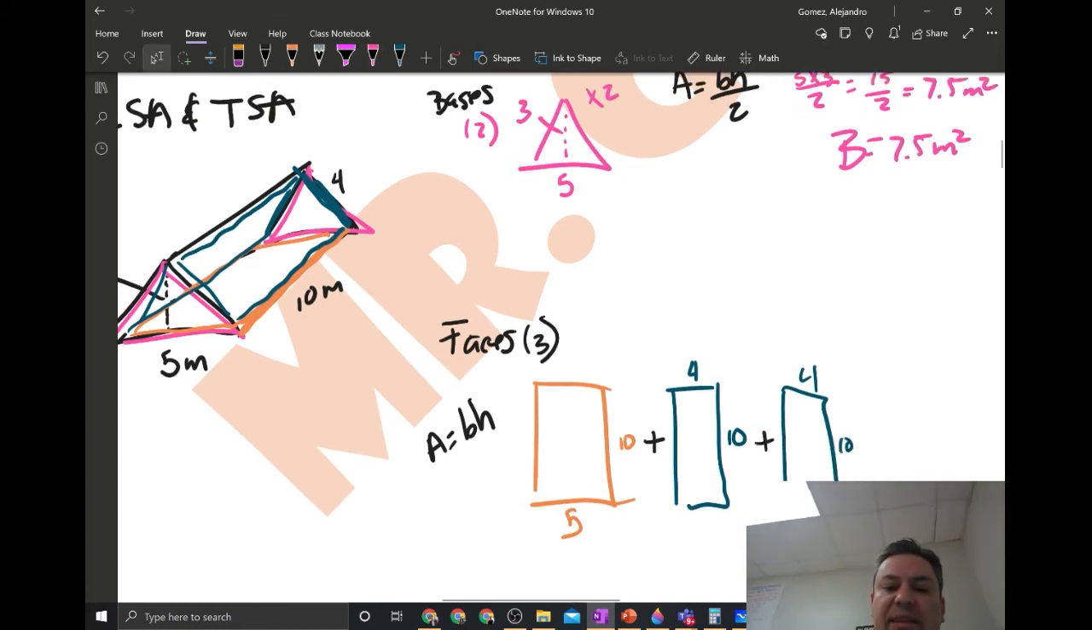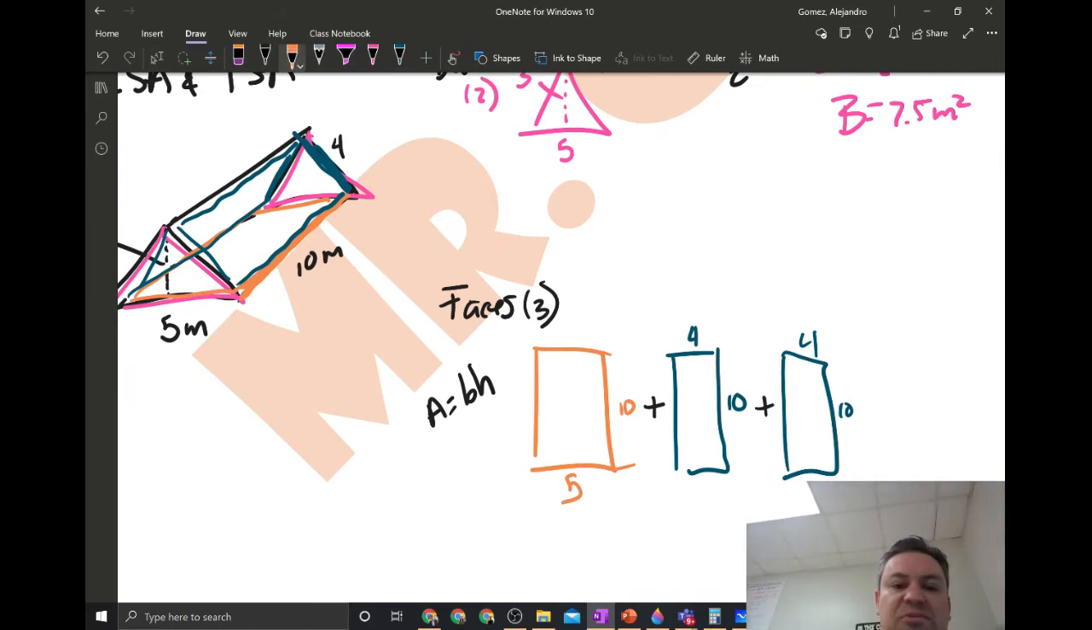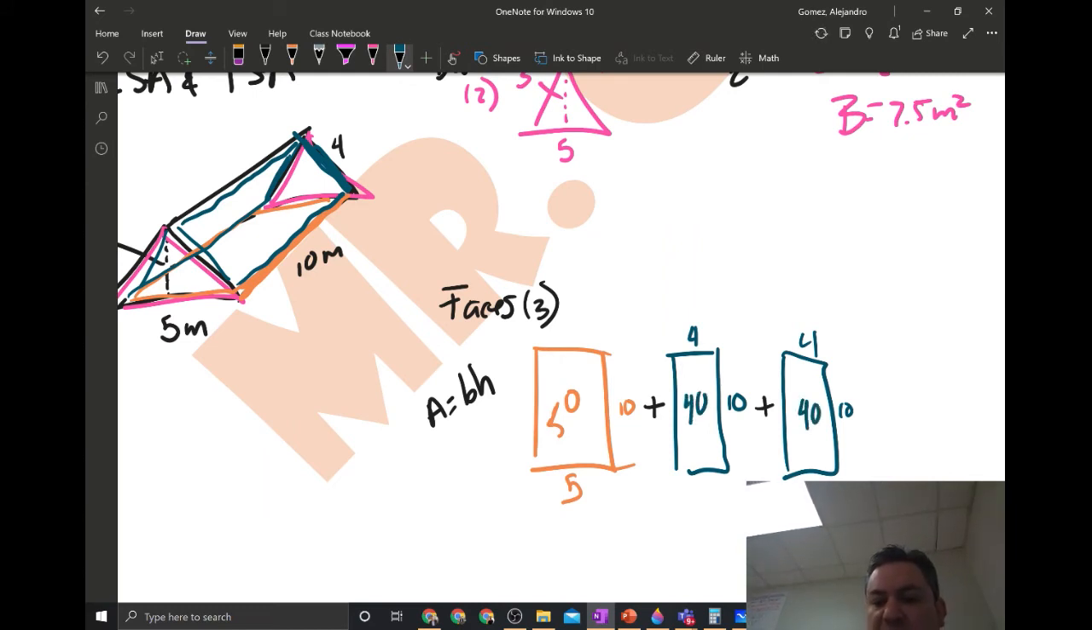Now for my rectangles, it's base times height. So if I look at the orange one, 5 times 10 is just 50. The blue ones, 4 times 10 is 40. And if one is 40, the other one is also 40. All I gotta do is add them up. So 50 plus 40 plus 40, how much is that gonna be?